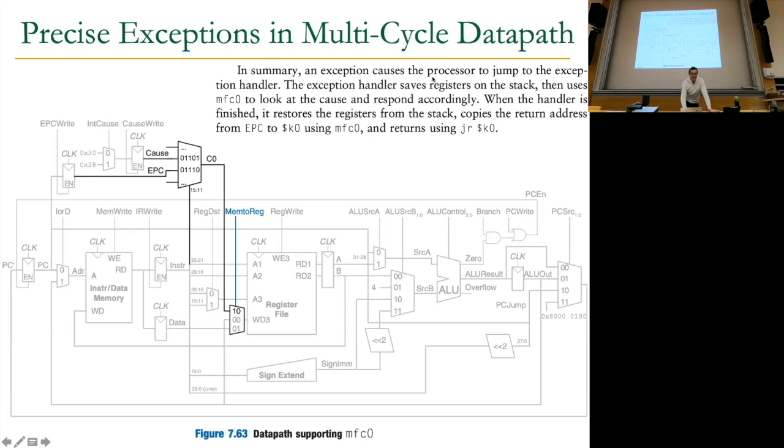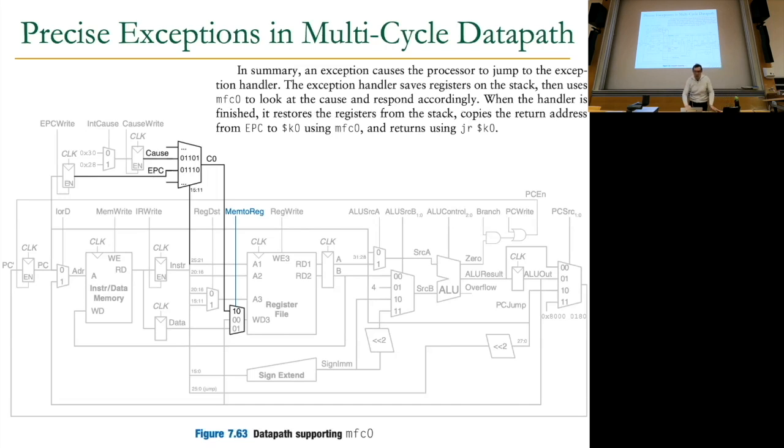Basically, in summary, an exception causes the processor to jump to the exception handler. The exception handler saves registers on the stack. This is specified by the MIPS architecture. Then it uses the MFC0 instruction to look at the cause and respond accordingly. When the handler is finished, it restores the registers from the stack, copies the return address from EPC to a register using MFC0, and returns using jump register to $k0. Basically, what this is saying is, if the handler is finished successfully, you return back to the program.